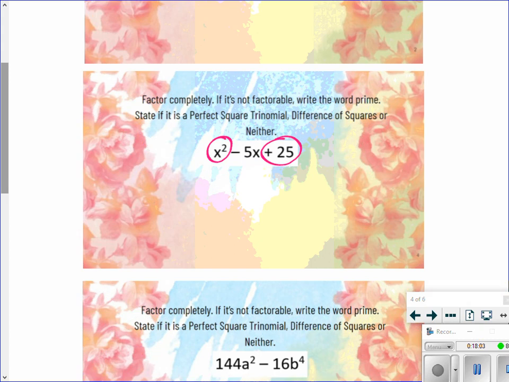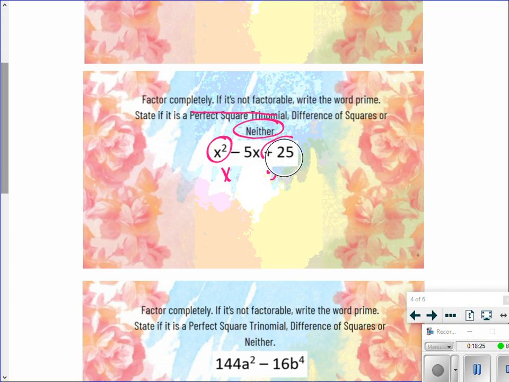Are those both perfect squares? No. What's the square root of each one? x and 5. When you multiply those together and double it, does that give you the middle term? Okay. So that means it's not even the perfect square trinomial, it's neither. So we either factor it like normal or it's prime.